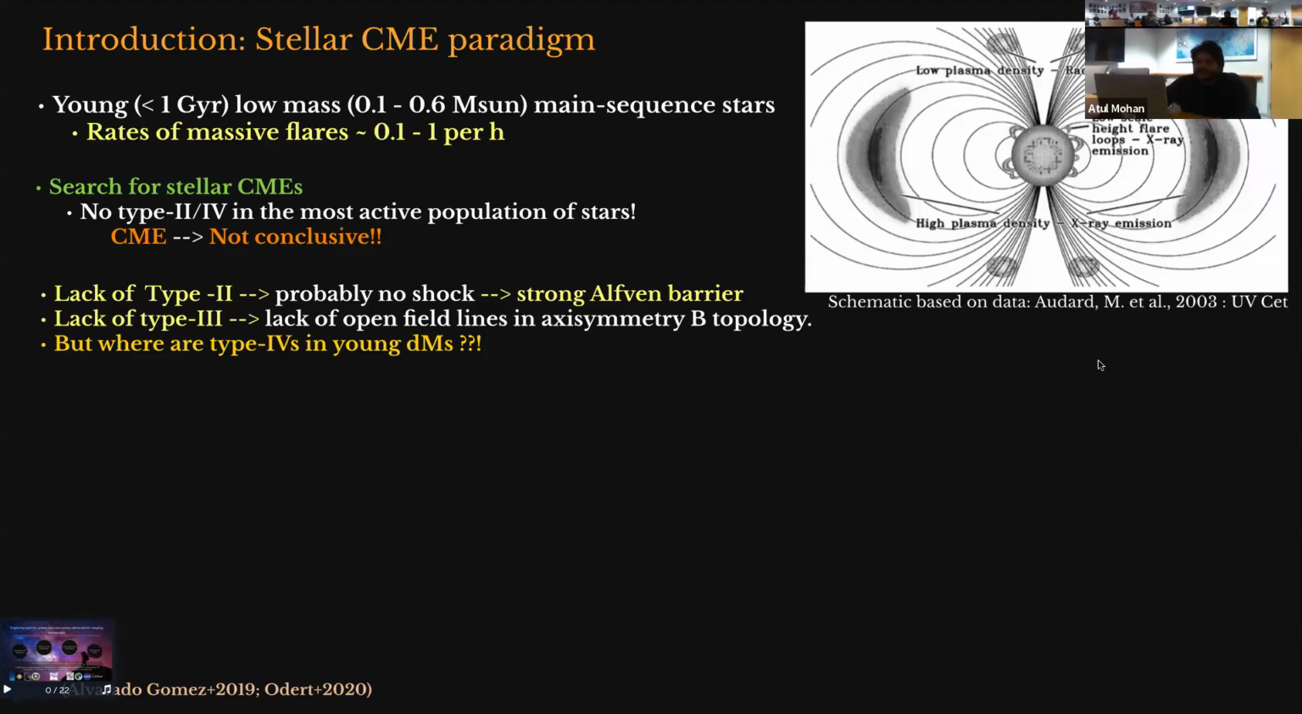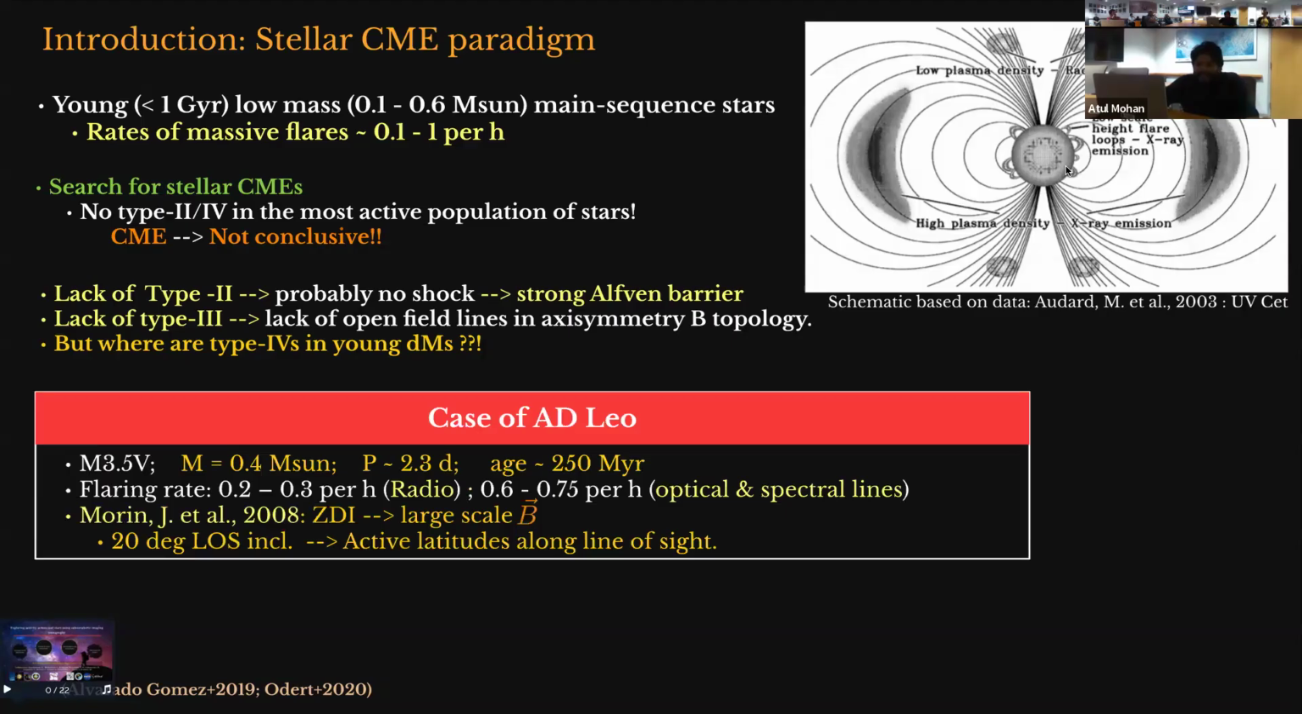Type 3s, people would say there are no open magnetic fields, it's predominantly closed field, right? So if you don't have open magnetic field exits, there are no type 3s. Fine, but where are the post-eruption arcades, right? Even if you have confined flares, there should be post-eruption arcades, right? So there should be type 4s. So that was the question we asked.